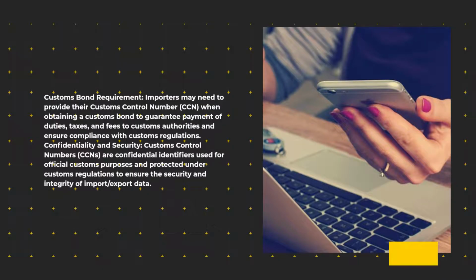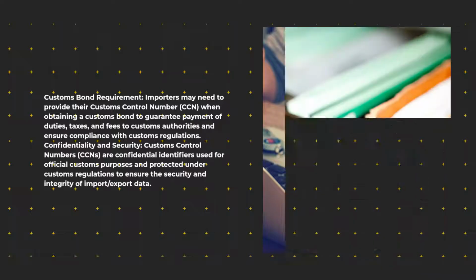Confidentiality and security. Customs control numbers, CCNs, are confidential identifiers used for official customs purposes and protected under customs regulations to ensure the security and integrity of import-export data.